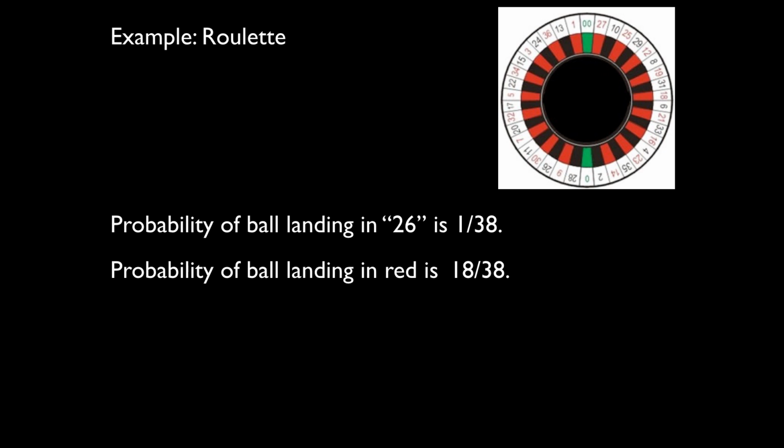Okay. So the probability of the ball landing in red is 18 over 38. What's the probability of the ball landing in numbers 1 to 12? 12 over 38, yeah? It's 12 holes. Each one has a 1 over 38 probability of landing in it. All right, makes sense? Just probabilities.